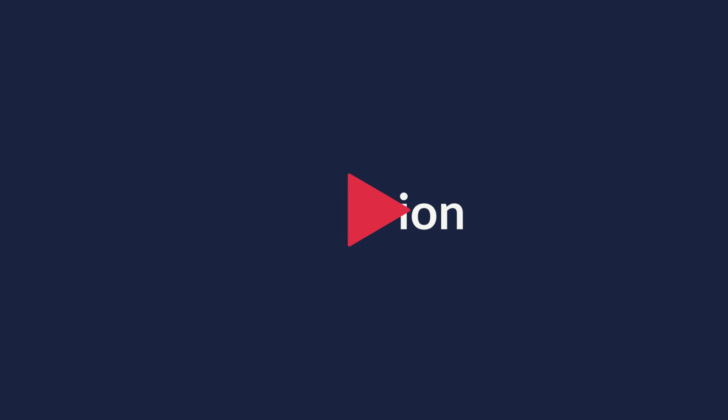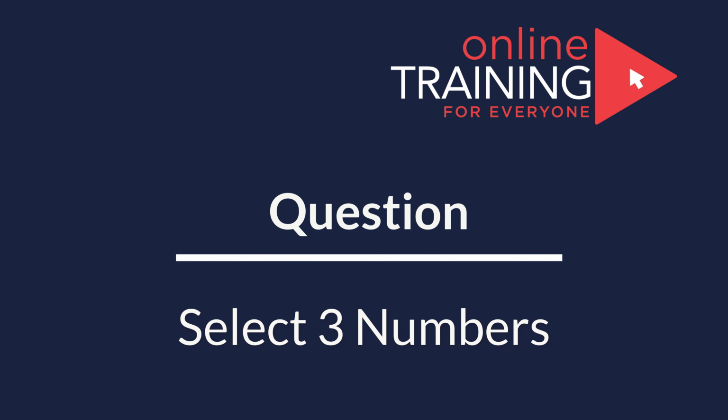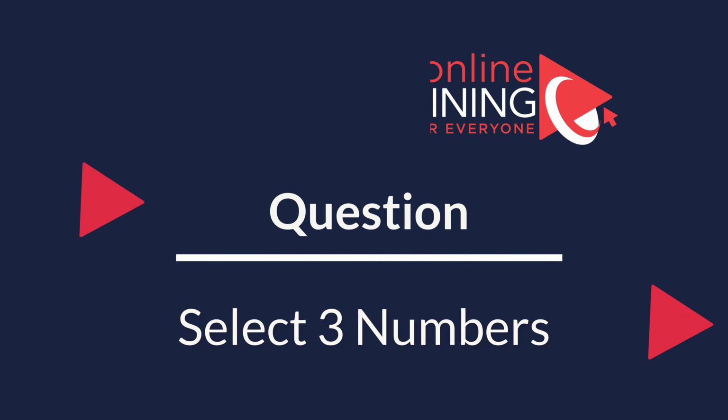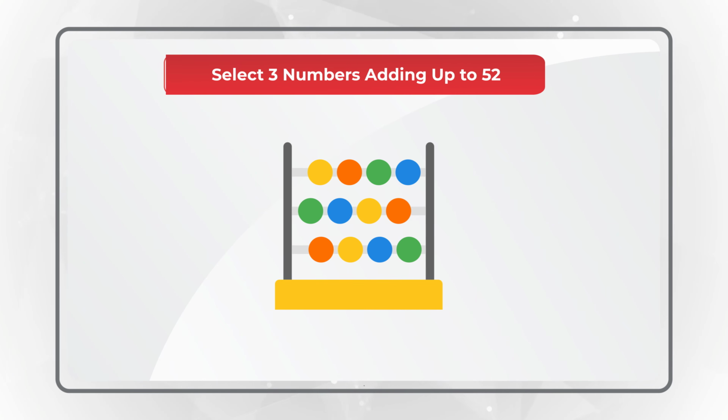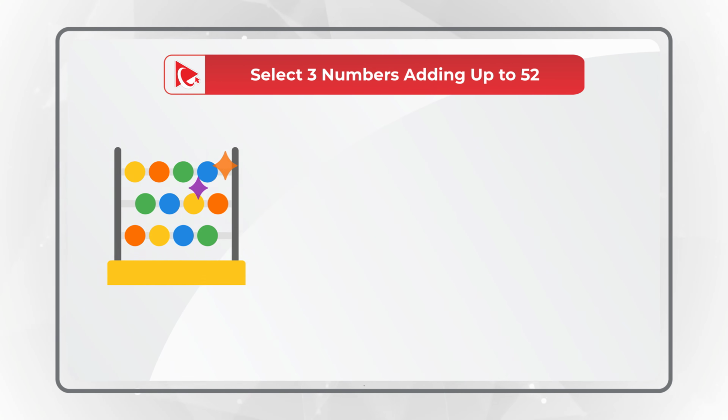Here's an unusual question, but we're starting to see it on the test more and more often. You need to select 3 numbers which add up to 52, and there are 8 choices to select 3 numbers from.